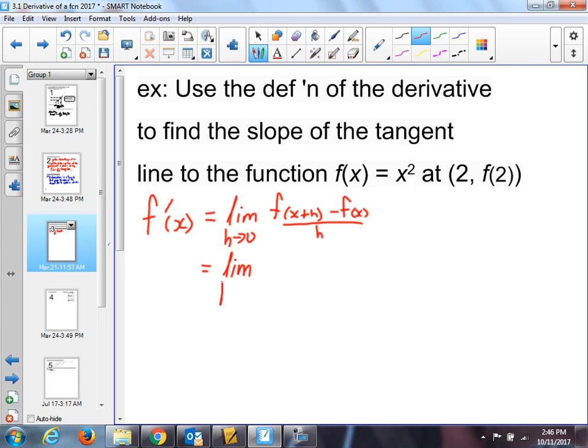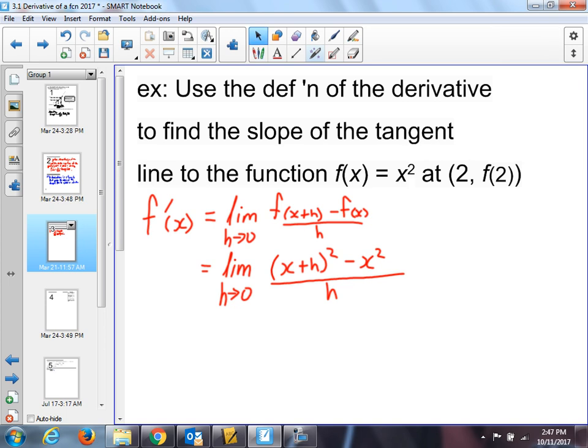So, let's apply this definition to this particular situation. In this particular case, my function f of x is x squared. So what I'm going to do is put x plus h into the function, right? I'm going to do it one step at a time. So, x plus h plugged into the function, minus the function itself, f of x, so that's just x squared, over h, which is approaching 0.